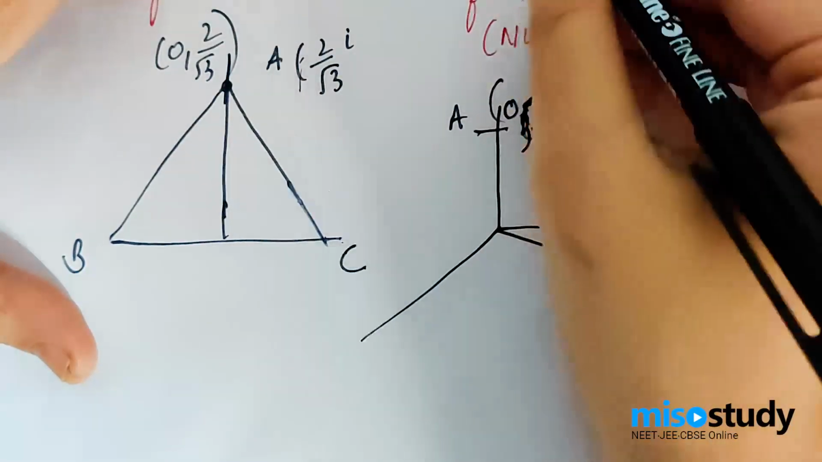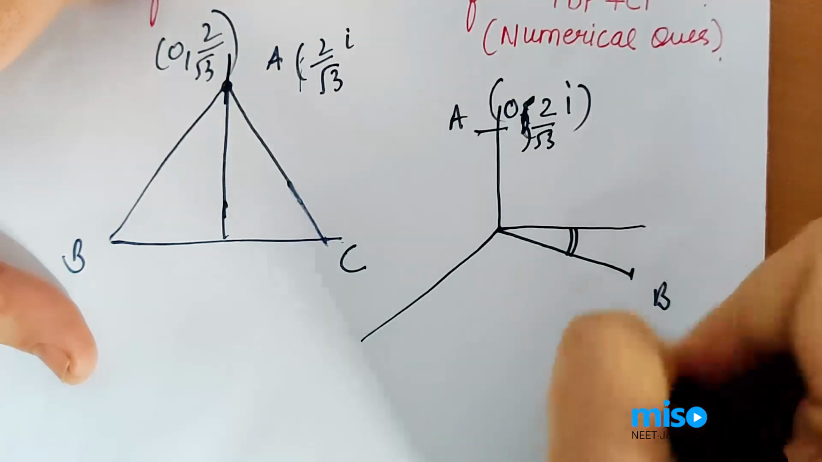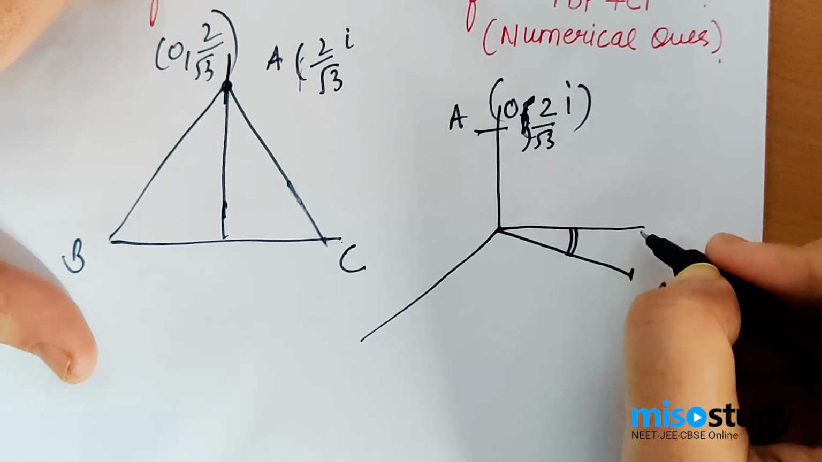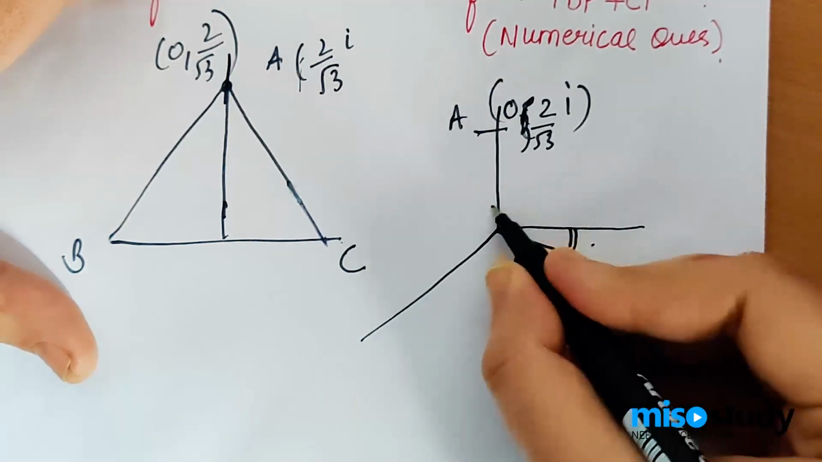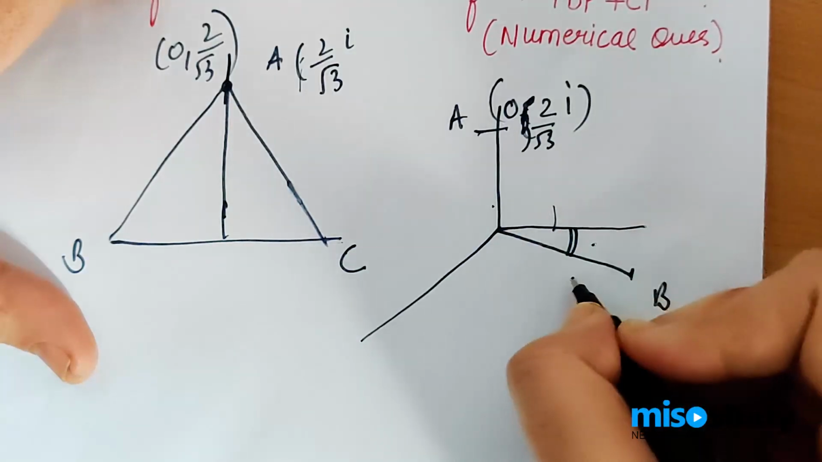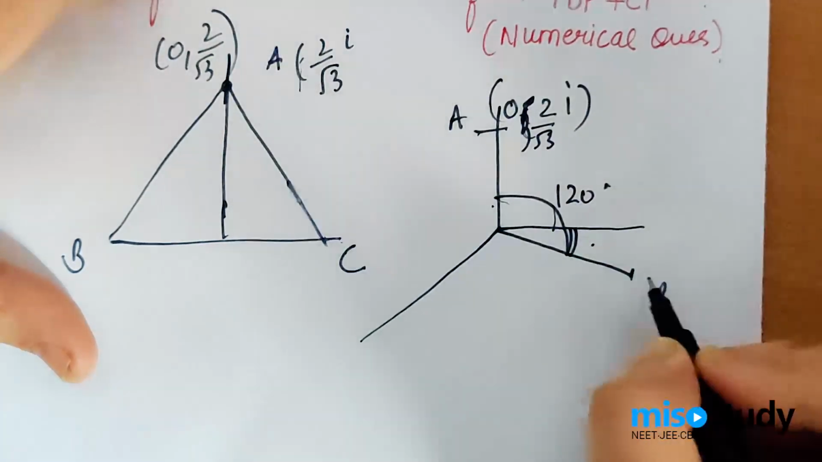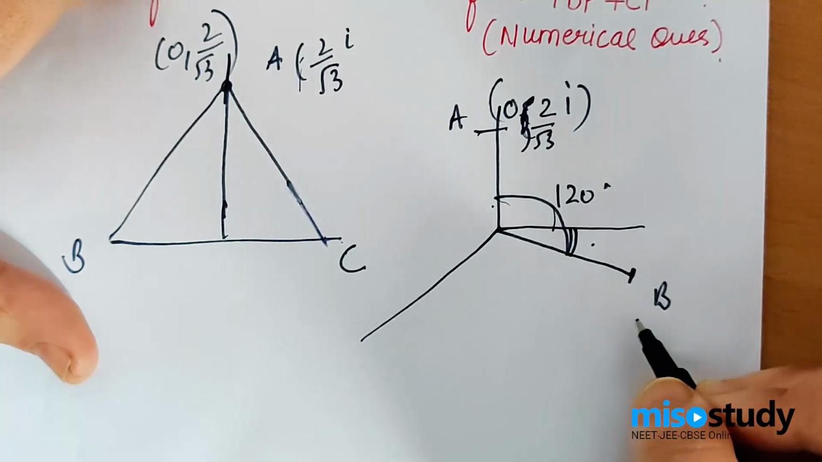because e raised to the power minus iota pi by 6 means you have to move 30 degrees over here in the clockwise direction, and if it would have been plus, you would have moved in the anticlockwise direction. So this is 30, this is 90, so the angle between the two of them is how much? 120 degrees. And the coordinates of this point are 2 root 3 e raised to the minus iota pi by 6.